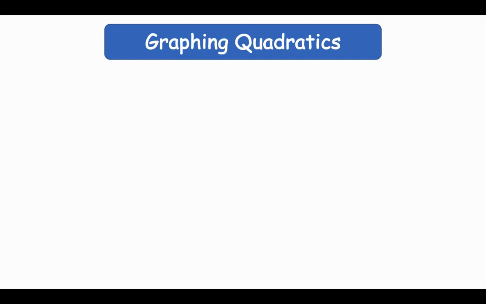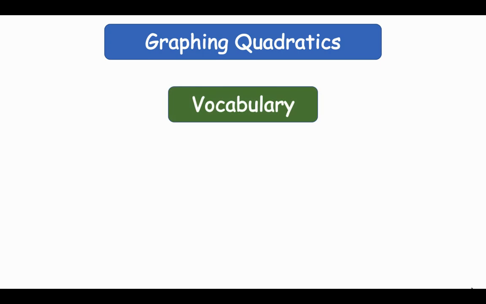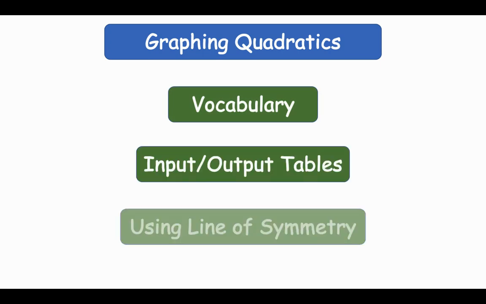Okay, so in the lesson that we're about to go over, we're going to go into graphing quadratics. For graphing quadratics, we're going to go over the vocabulary, input-output tables, and using the line of symmetry. This lesson is going to cover the whole week, so feel free to break this up into smaller pieces. I'll try to put some bookmarks on the bottom so that you can skip through to the parts that you need for the different worksheets that I'm going to give. So let's get to it.